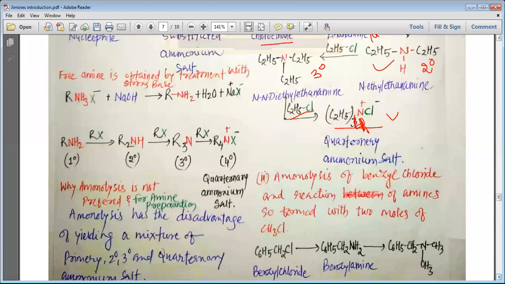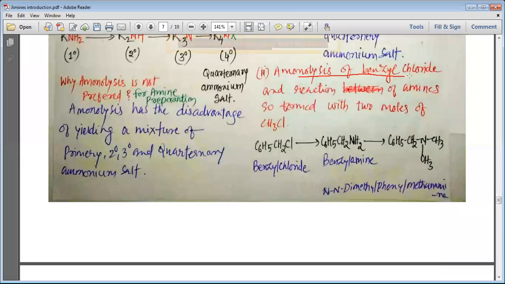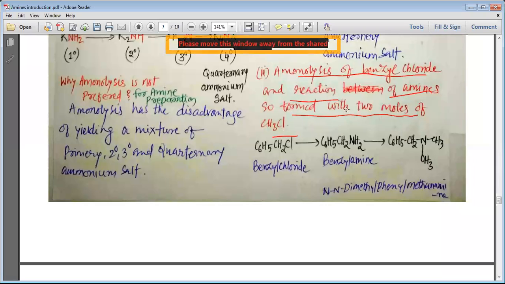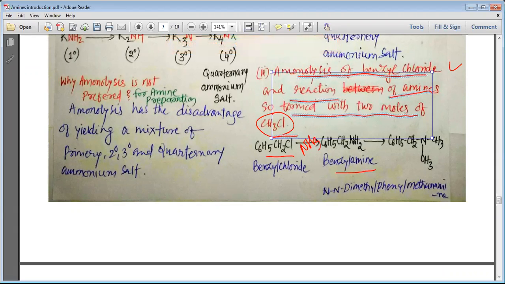Same way, my dear students, moving on, ammonolysis of benzyl chloride and the reaction of the amine so formed with 2 moles of CH3Cl. So first we do the ammonolysis of benzyl chloride, and then whatever product forms, we allow it to react with the 2 moles of CH3Cl. So first, the ammonolysis of benzyl chloride in the presence of ammonia, my dear students, gives us the benzylamine.